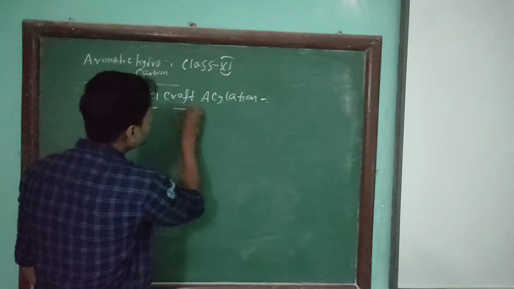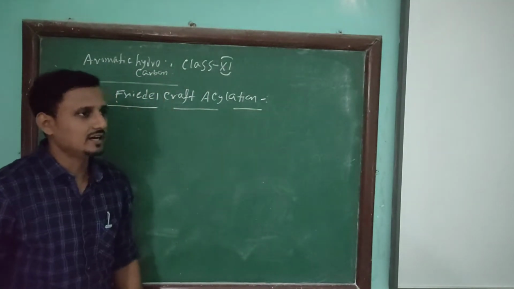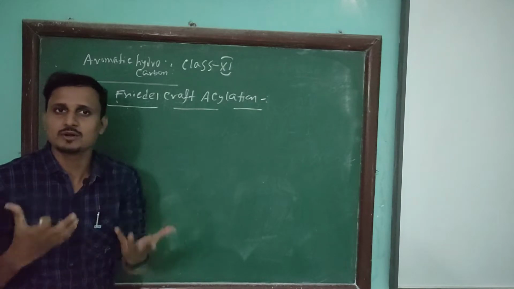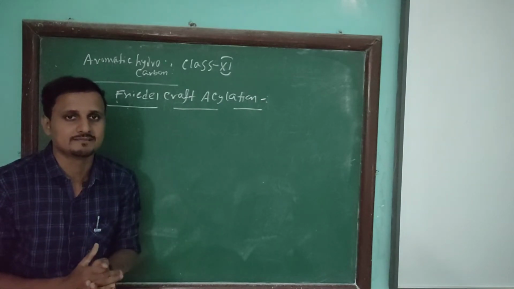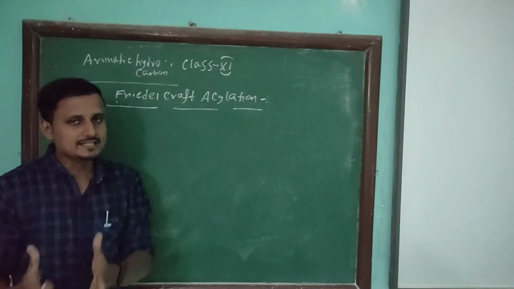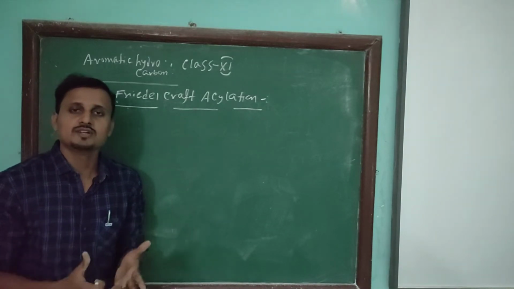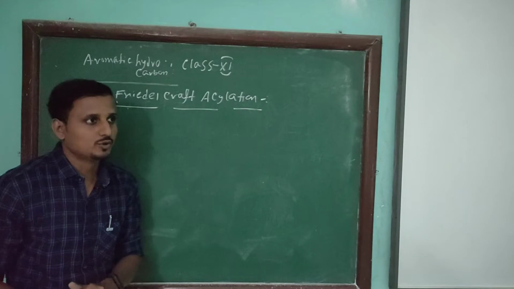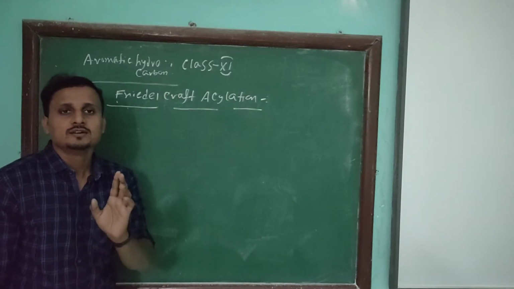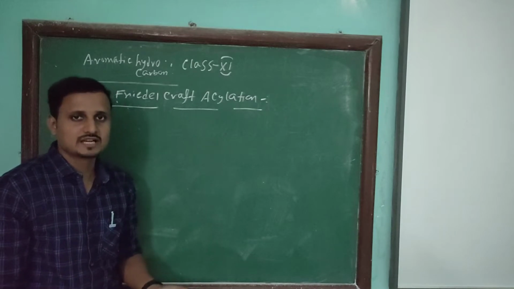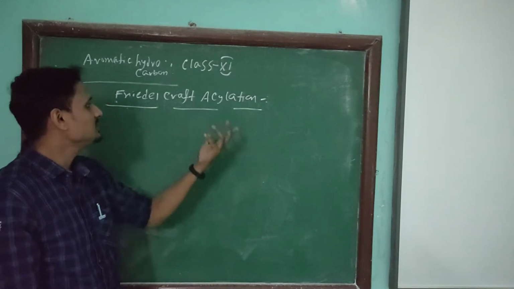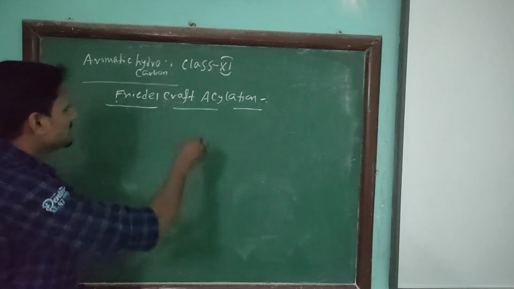Now, as we know, benzene has a huge pi electron density. So in benzene we can easily do electrophilic substitution reactions. This Friedel-Crafts reaction is also an example of electrophilic substitution, and we have already discussed the alkylation. Now we will discuss the acylation.